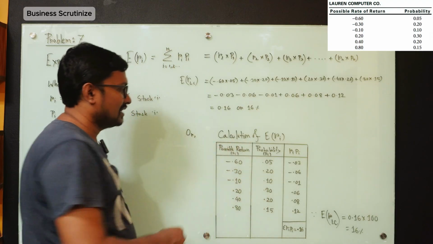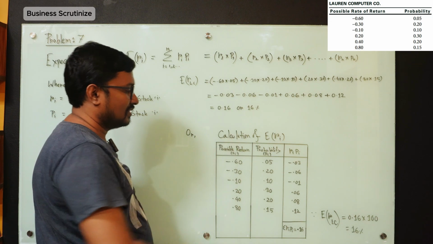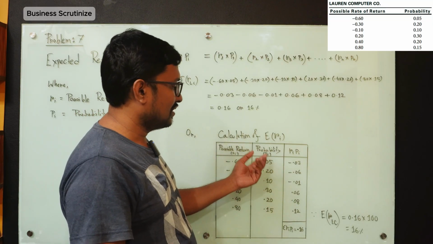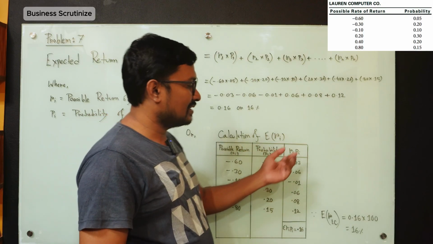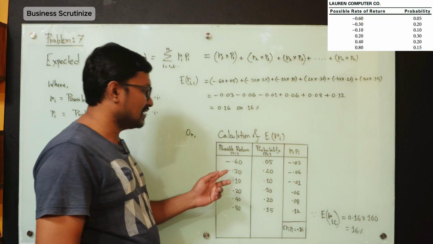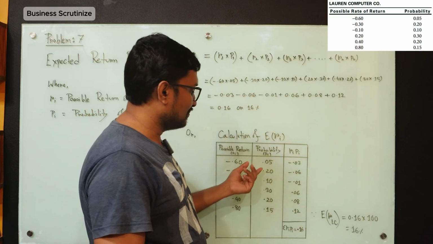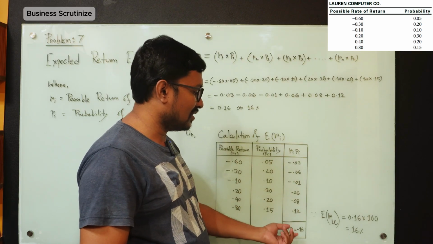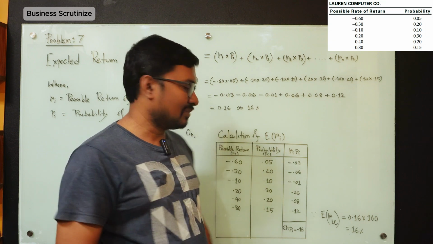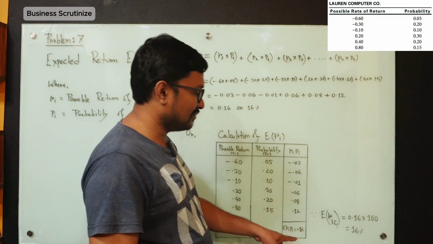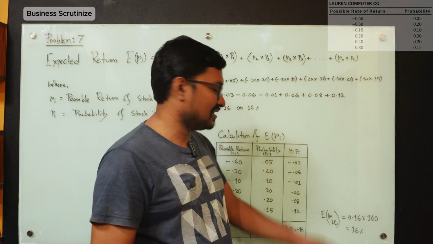Here is the calculation of expected return for Laurent computer. In the first column we show the possible return, then the probability, which is Pi, the related probability, and then Ri into Pi. So we multiply possible return and probability like in the equation we did. Each of them we multiply, then sum all together to get the summation of Ri into Pi, the same as we computed in the equation. So the expected return for Laurent computer should be 16%.